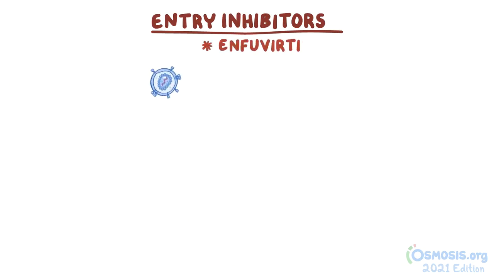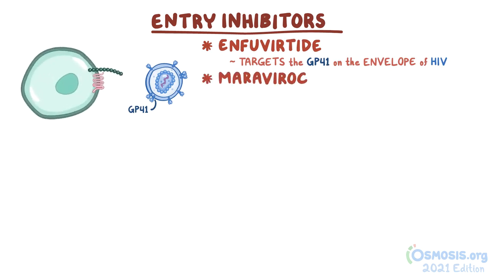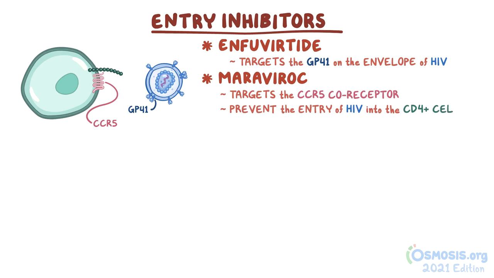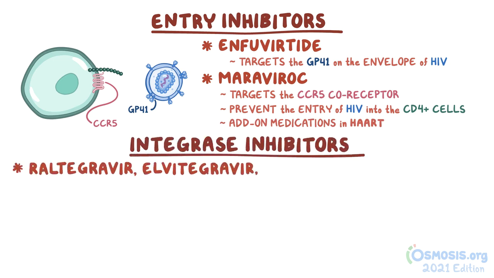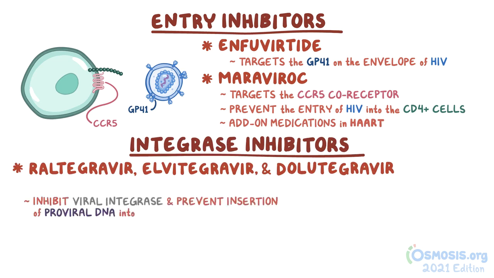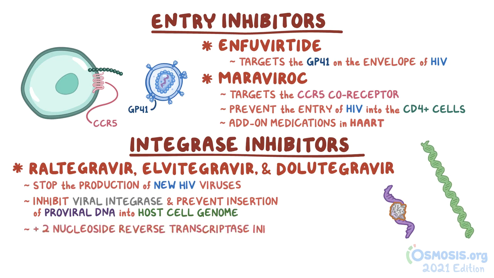Alright, as a quick recap. Entry inhibitors include enfuvirtide, which targets the GP41 on the envelope of HIV, and maraviroc, which targets the CCR5 co-receptor on certain immune cells. These medications prevent the entry of HIV into the CD4-positive cells and are used as add-on medications in HAART therapy. Integrase inhibitors like raltegravir, elvitegravir, and dolutegravir inhibit viral integrase and prevent insertion of proviral DNA into the host cell genome. These medications stop the production of new HIV viruses and are commonly used along with 2 nucleoside reverse transcriptase inhibitors in HAART therapy.